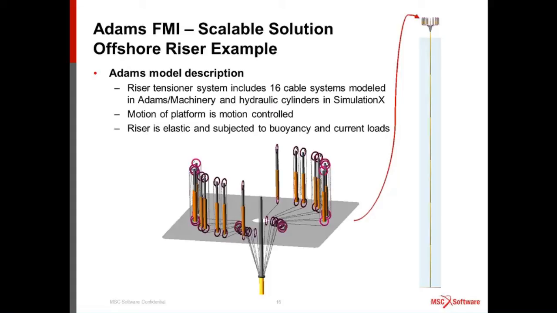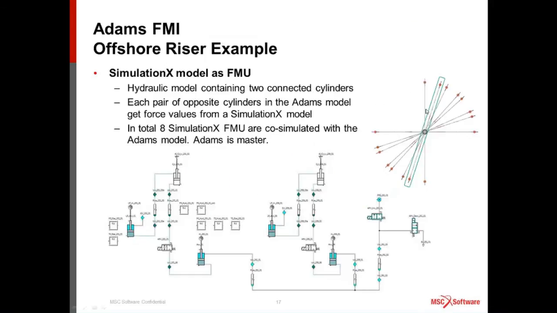In this model, the platform and riser as well as the cable are modeled in Adams Machinery, in Adams View. The hydraulic cylinders are modeled using Simulation X, and they import it into Adams by using Simulation X FMUs. The motion of the platform is controlled using a motion element in Adams View, and the hydraulic cylinder will try to keep the riser force constant. The riser is elastic, as you can see, it's a discrete beam, and is subject to buoyancy and current loads. Here shows how the model looks in Simulation X.